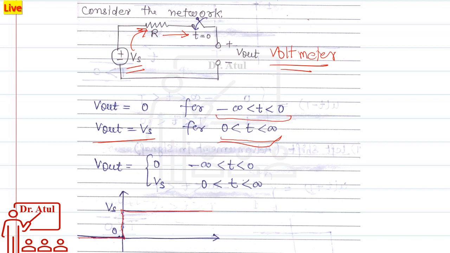So this is like this, 0 to Vs. This is a step signal, not unit. If this Vs is equal to 1, then it will become a unit step signal. Okay, but it is a practical way of generating a unit step.